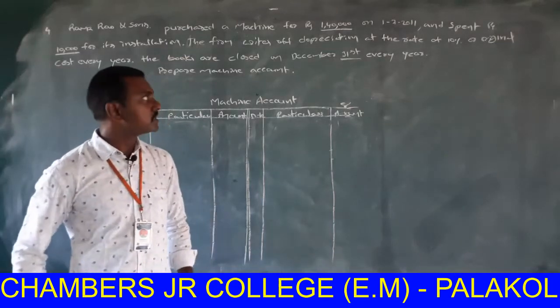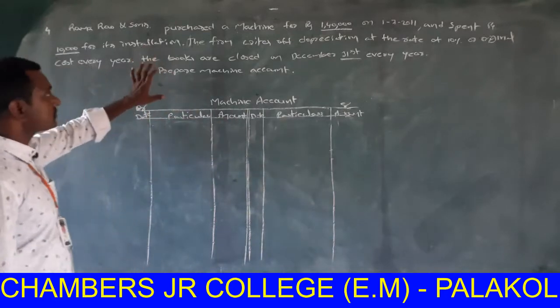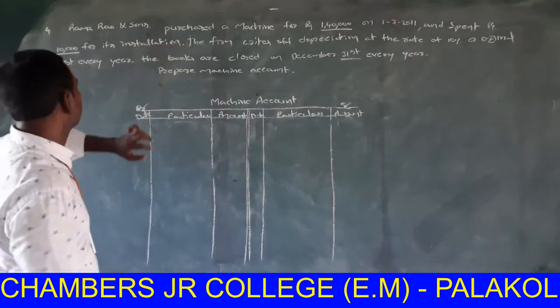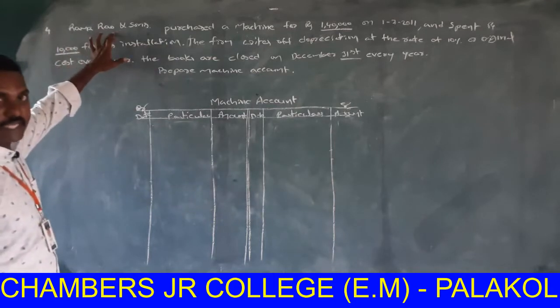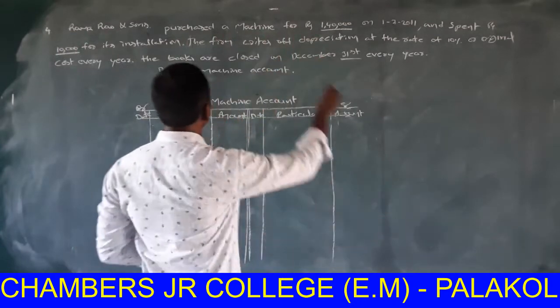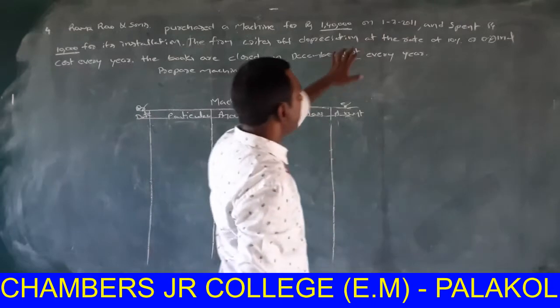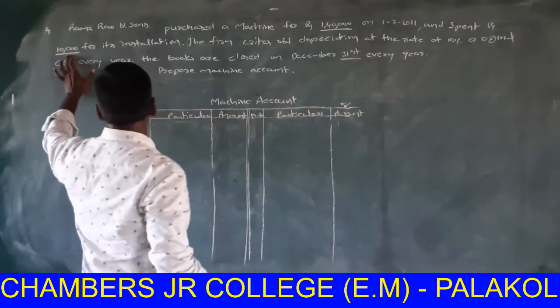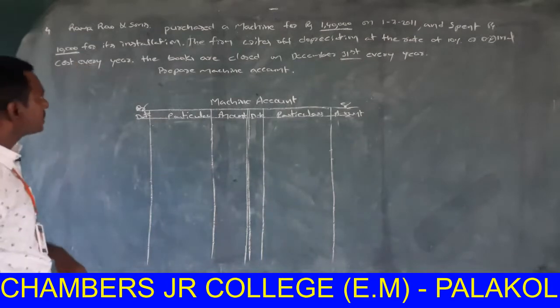Hi students, in this session we are going to solve another problem from depreciation. Here is problem number 4. Ramarao and Sons purchased a machine for rupees 1,40,000 and spent rupees 10,000 for its installation.